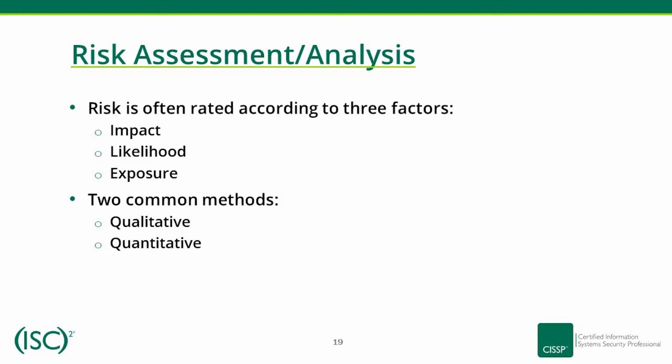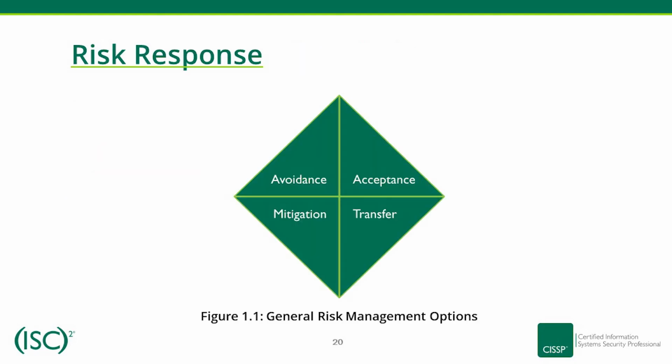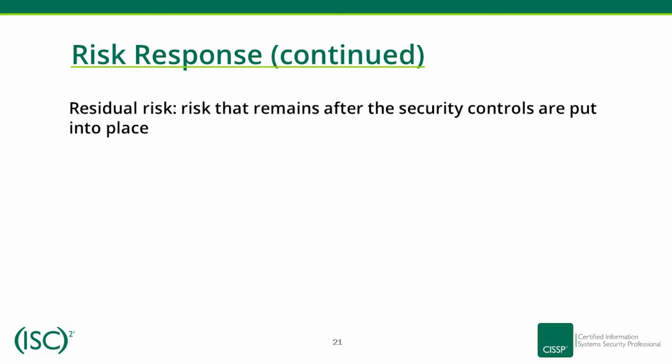Risk is often rated according to 3 factors: impact, likelihood, and exposure. There are 2 common risk assessment/analysis methods: qualitative and quantitative. Risk response. General risk management options include avoidance, acceptance, mitigation, and transfer. Residual risk is the risk that remains after the security controls are put into place.